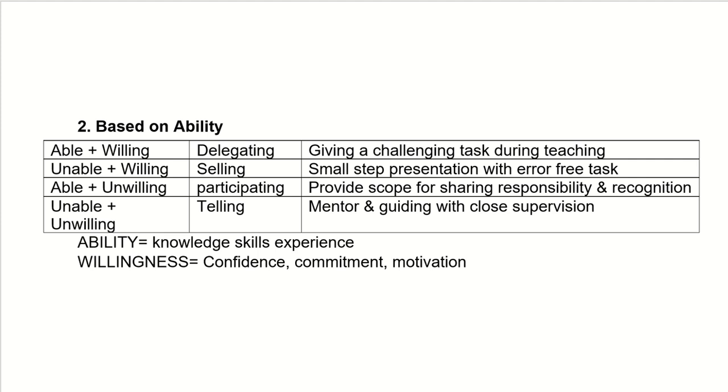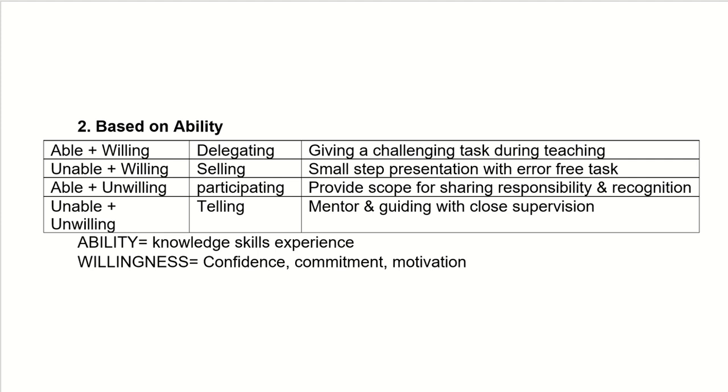A person who is able and willing, what are we going to do? We'll give them a very challenging task, so that's how that person will stay focused. Again, unable but willing is equal to selling, which is small step presentation with error free task. Able but unwilling, doesn't want to do it, so participating. We have to provide them scope for sharing responsibility and recognition. Unable plus unwilling is equal to telling, and here we need a mentor and close supervision.